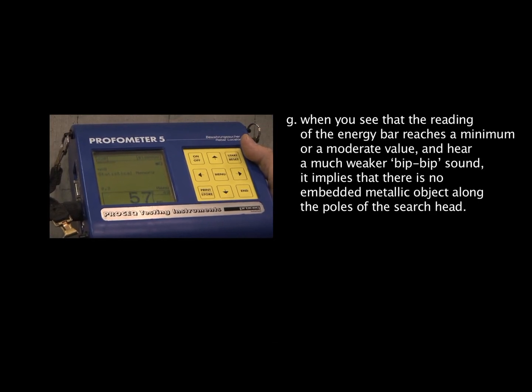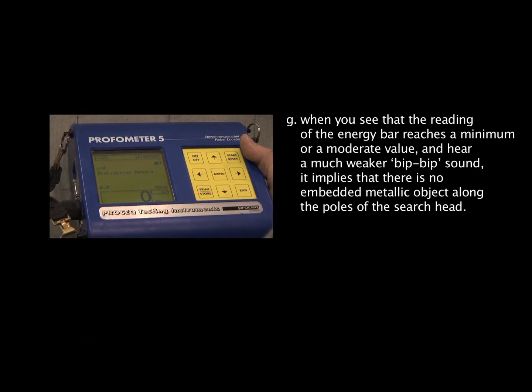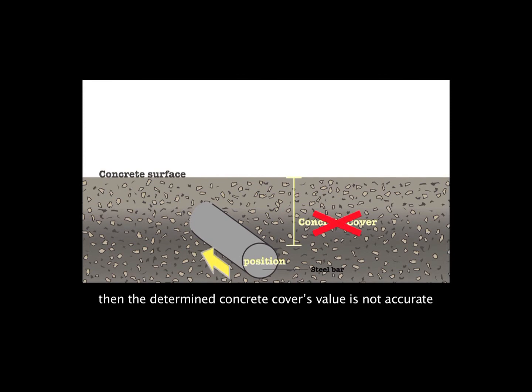When you see that the reading of the energy bar reaches a minimum or a moderate value, and hear a much weaker beep beep sound, it implies that there is no embedded metallic object along the poles of the search head. Note also that if the bar size is not known, then the determined concrete cover's value is not accurate, but we can still determine the position and alignment.